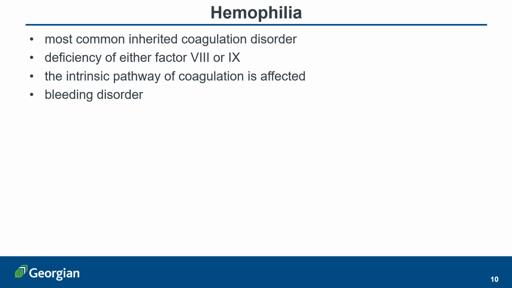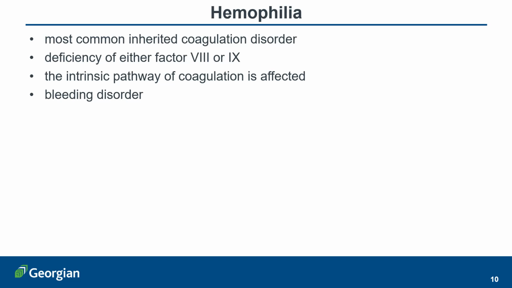Hemophilia is the most common inherited coagulation disorder. As mentioned previously, the etiology is a deficiency of either factor 8 or 9, and both factor 8 and 9 are part of the intrinsic pathway of coagulation, hence the intrinsic pathway of the entire coagulation cascade is affected. Consequently, in terms of a lab test, which one would be elevated in terms of the time, the PT or the APTT?